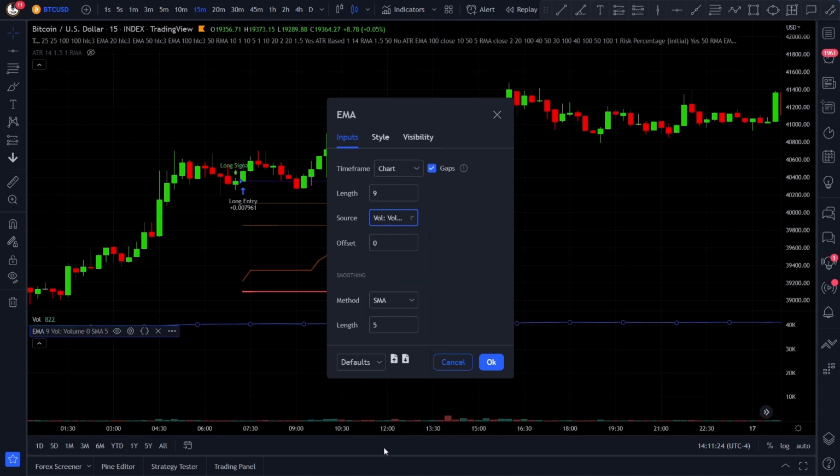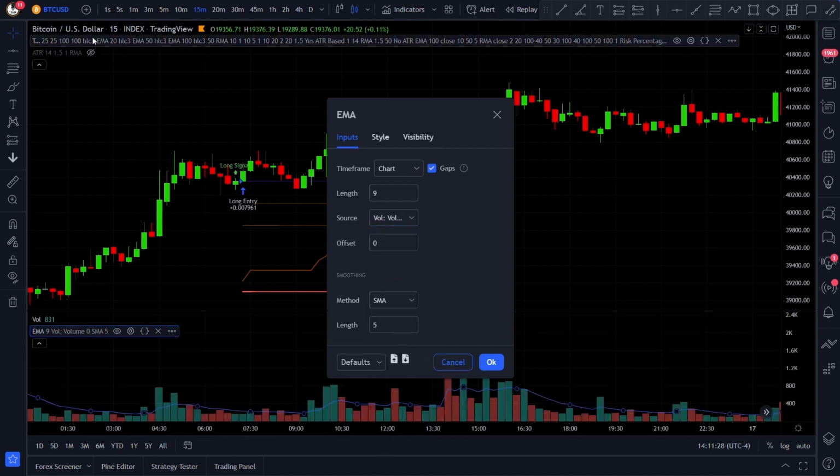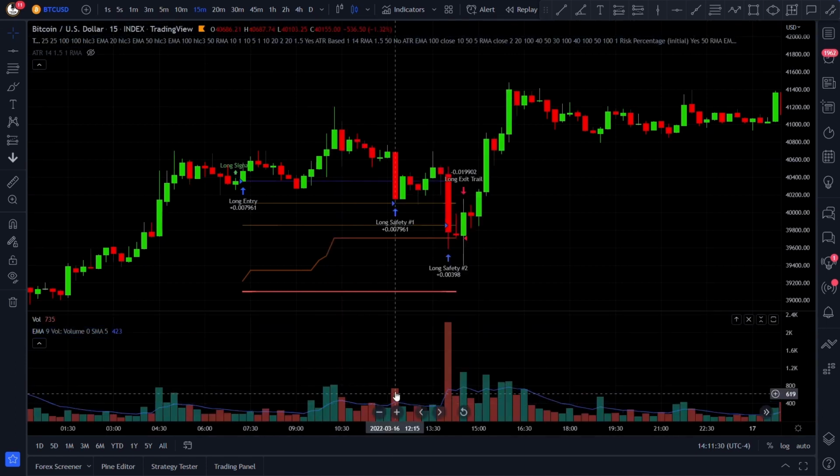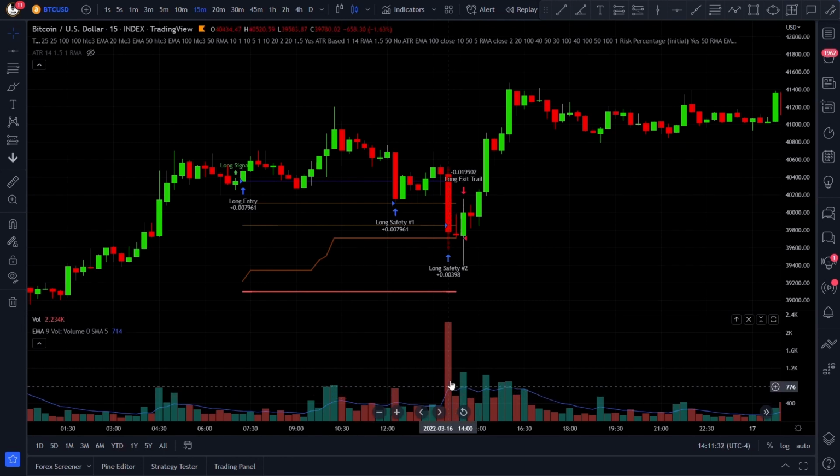The rule for this filter is the following. The strategy can only enter into a position when the volume is above the volume-based EMA. Its purpose is to avoid trades in low volume areas.